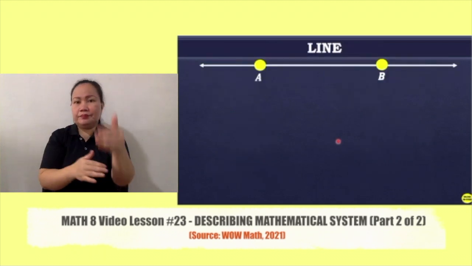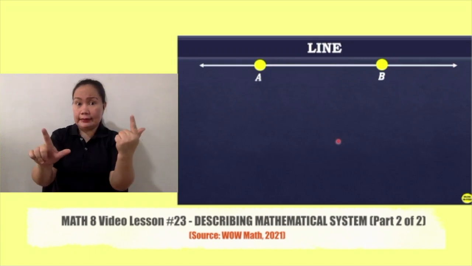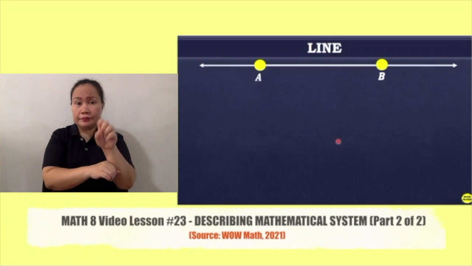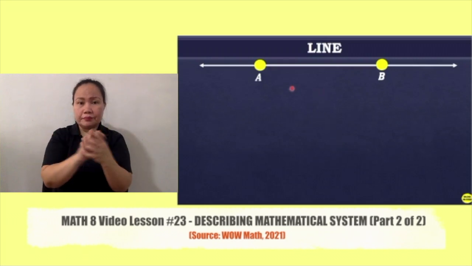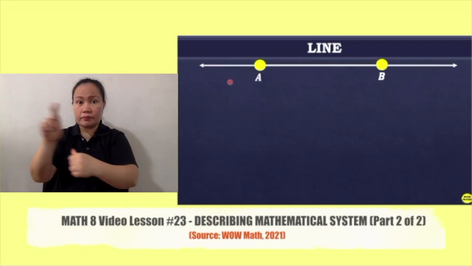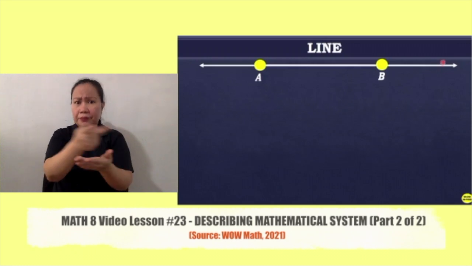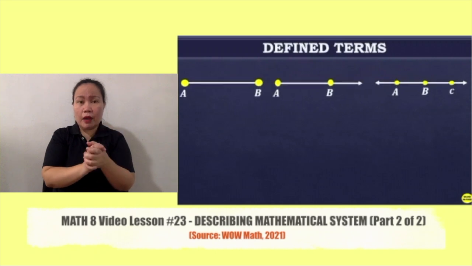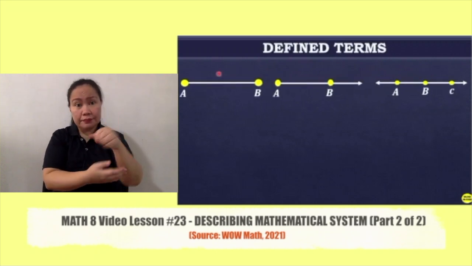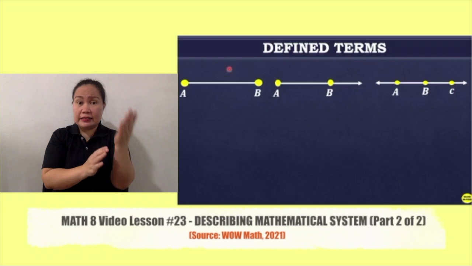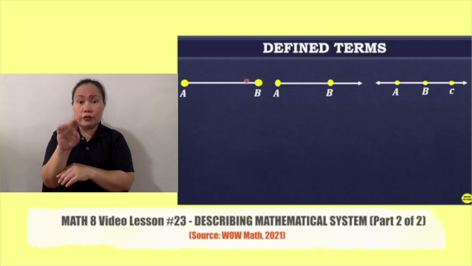Okay, so let's proceed to the subsets of a line. I have here a given figure. We mentioned earlier that a line extends infinitely in both directions. So the line actually has parts. It has subsets. What are those? We have three subsets of a line. We will go through them one by one. And these are also considered defined terms.